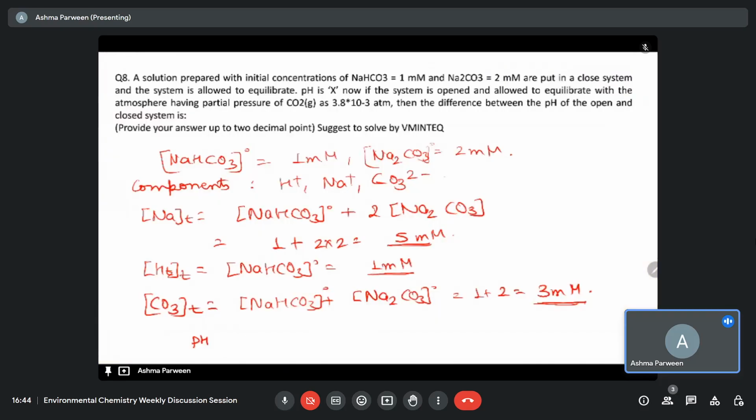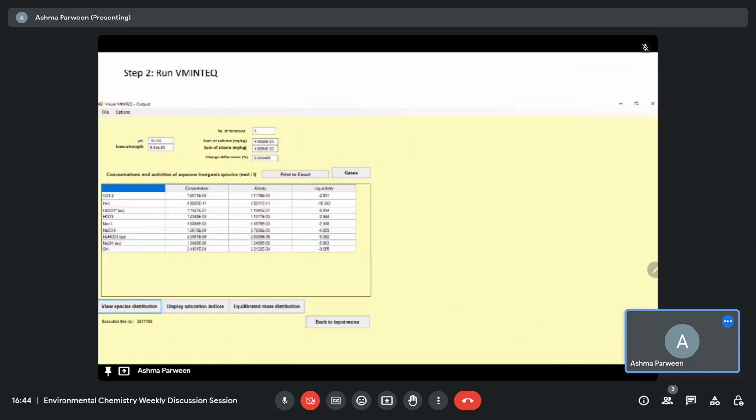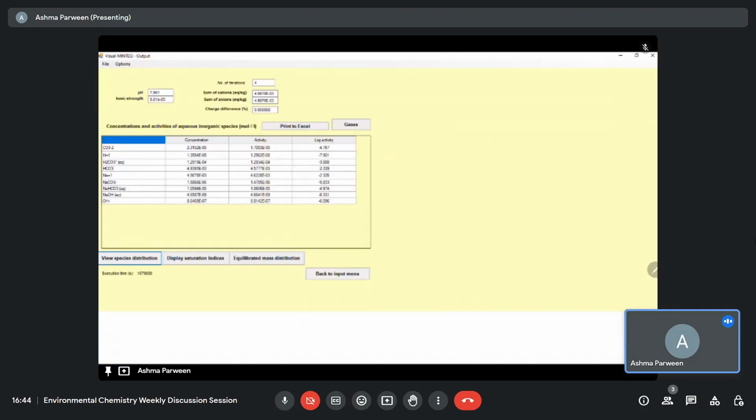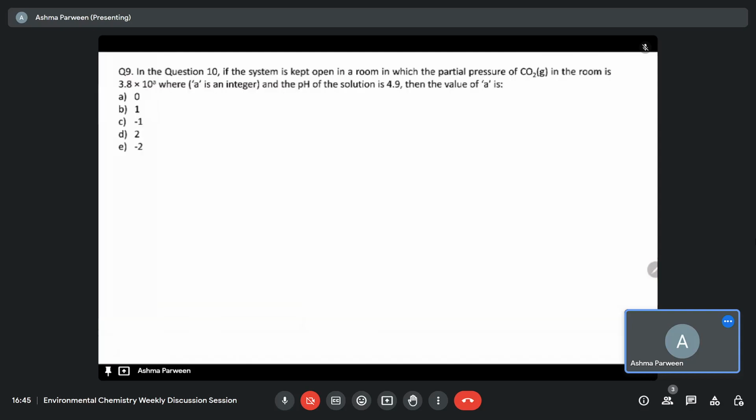No option is given, so we just have to give the value. So 2.44 is the correct answer. So let's move to the last question.